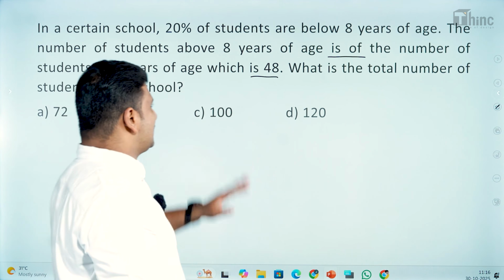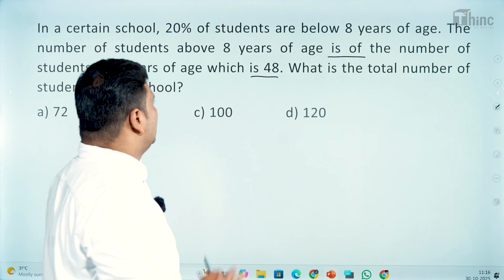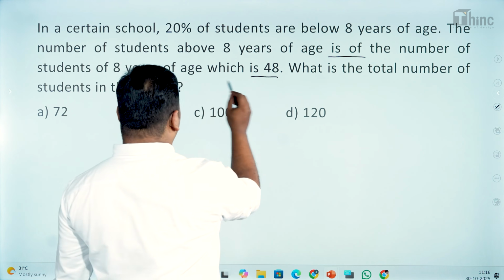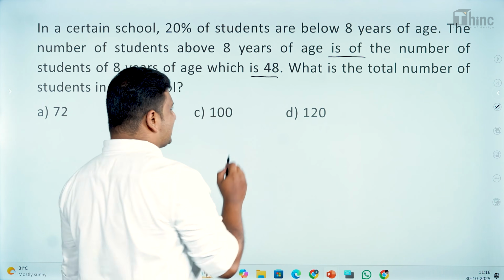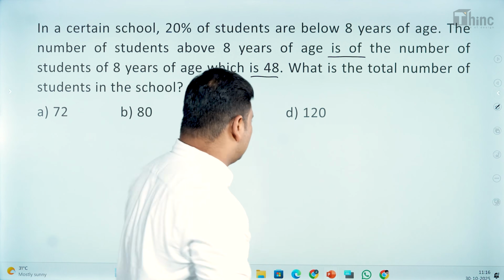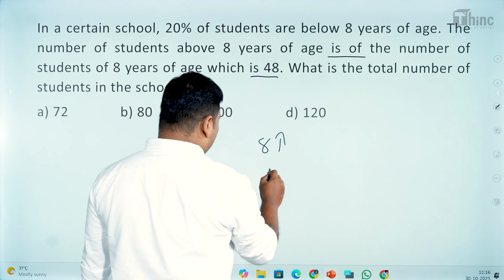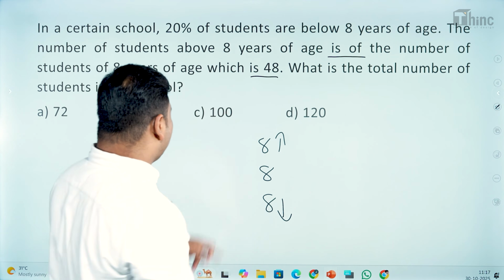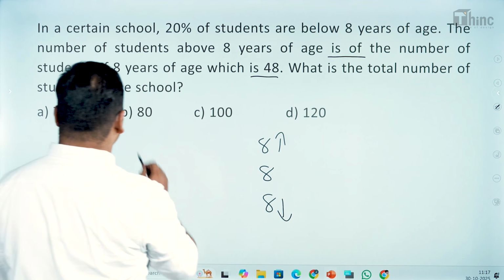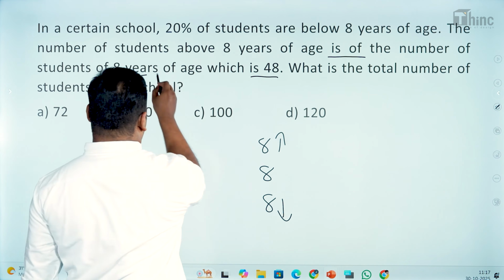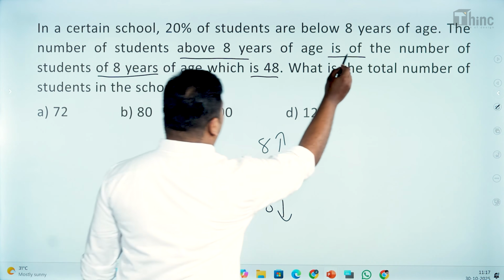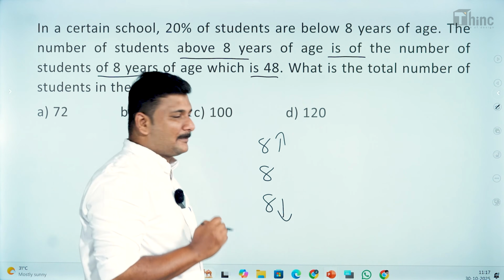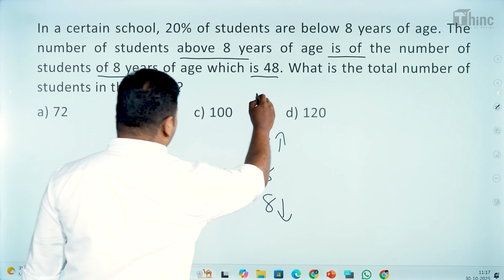So in a certain school, 20% of the students are below 8 years of age. That is simple, clear. But the number of students above 8 years of age is of the number of students of 8 years of age, which is 48. So basically, from the question, we know that there are three categories: above 8 years of age, at the age of 8, and below 8 years of age. So above 8 and at the age of 8 are basically the same, and each of them is 48. That's what this sentence means.